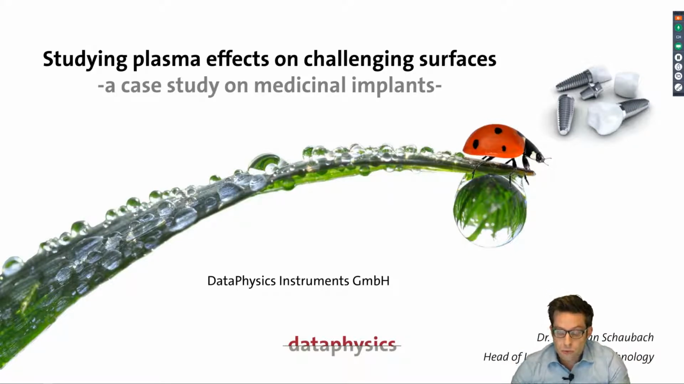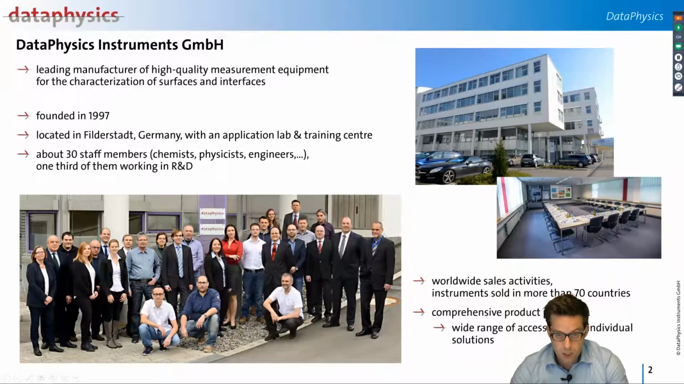We are Data Physics Instruments, a manufacturer of equipment to analyze surfaces and interfaces. First of all, we were founded more than 20 years ago and have been doing this for quite a while. We are located in the south of Germany, close to Stuttgart in Filderstadt, and there we have around 30 people of staff at the moment. A lot of them are chemists like me, for example, or physicists or engineers.